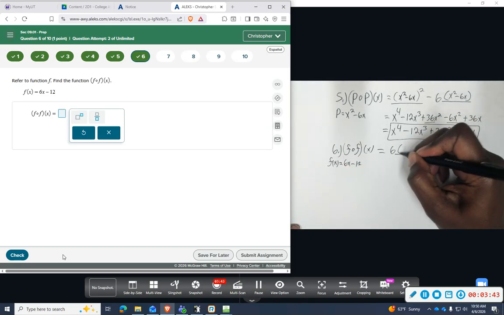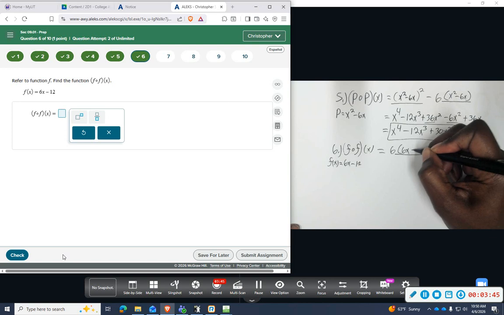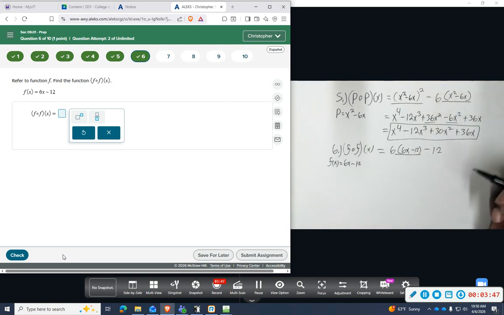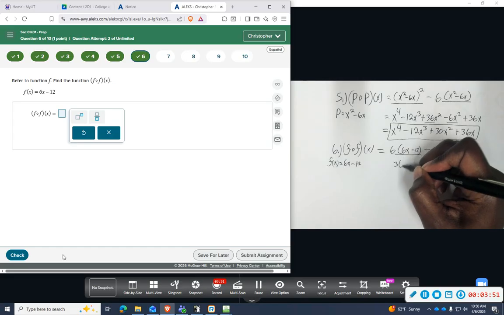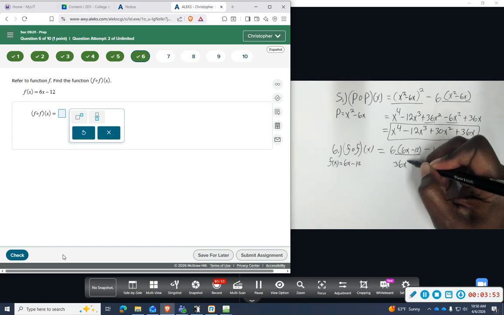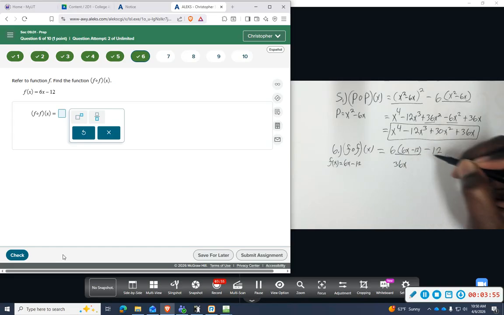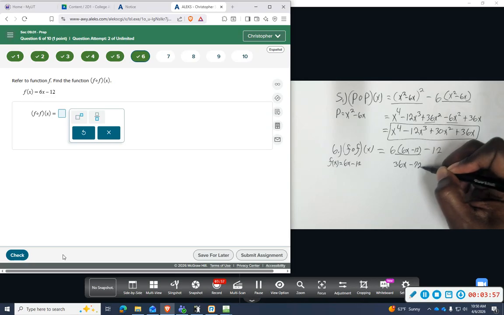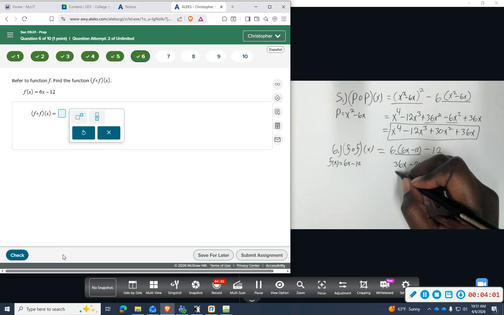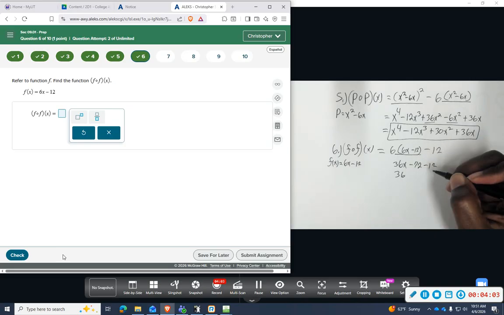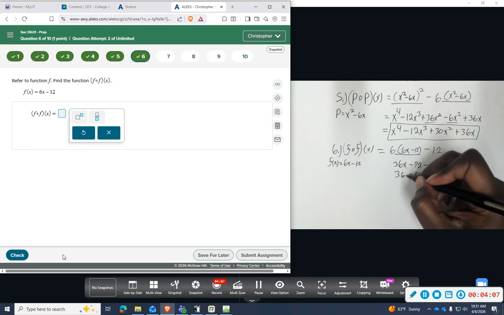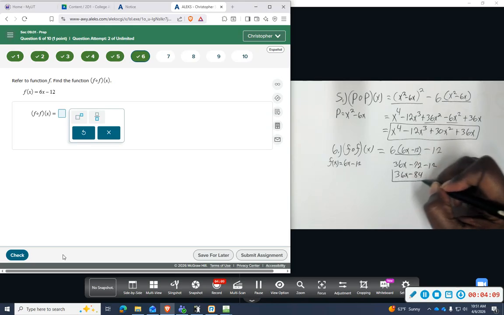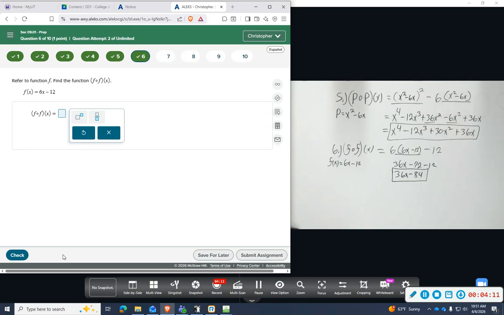So it's going to be 6 times 6x minus 12, and you will distribute the 6, so this will give me 36x, and then 6 times 12 is minus 72, and then minus another 12. So this will give us 36x minus 84.